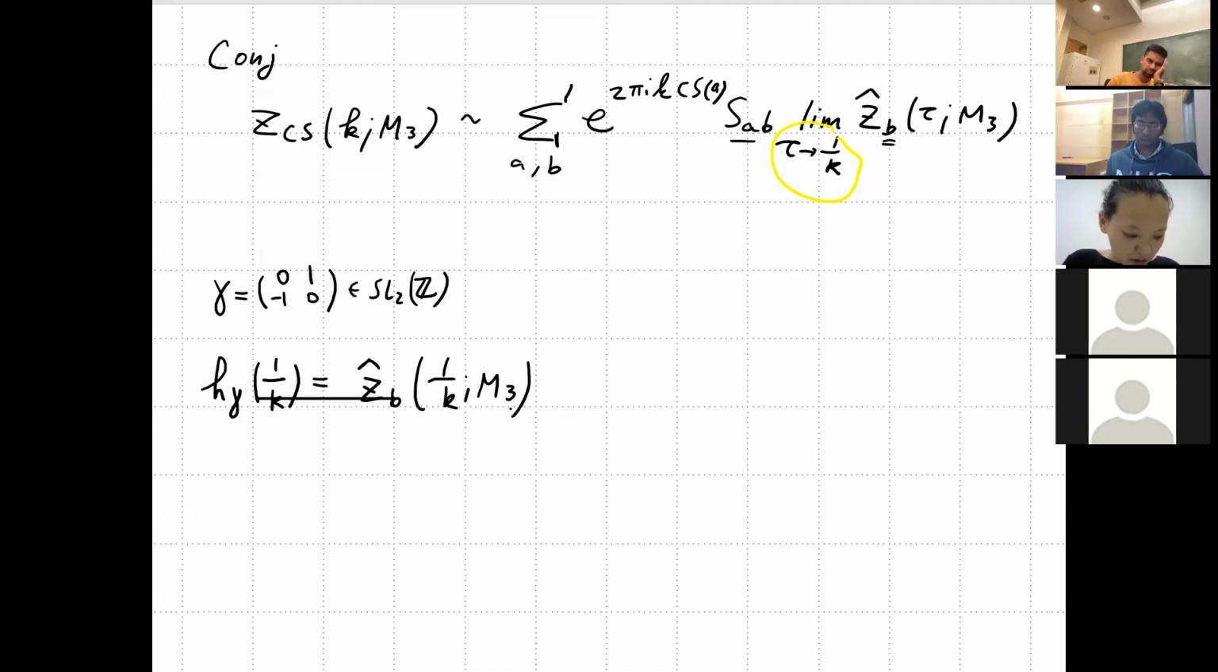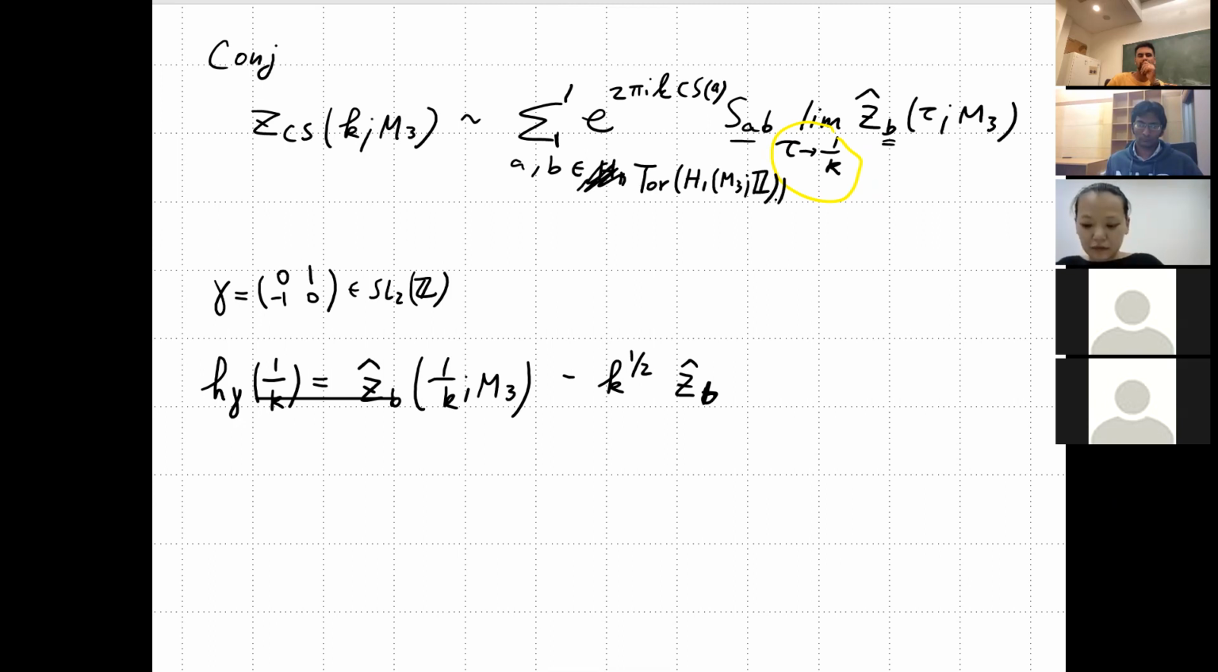Sorry, Professor Cheng, just a question for clarification. In the conjecture, the sum is over A, B. Are the B's the homology cycles or the spin-C structures, and the A's are... Yeah, you can let both of them be in the torsion part of H1 of M3. I see. Okay, thank you. You're welcome.